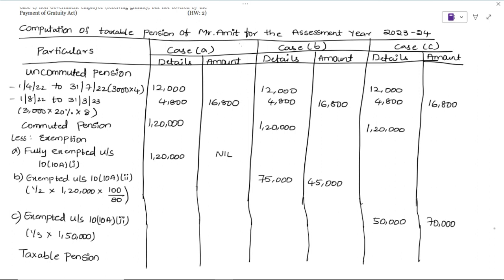Taxable pension 16,800. And in case B, 45,000 commuted is taxable and monthly 16,800. When you do the total, 51,800 I feel it should come. Bhai, how 51? 45,000 plus 16,800, so it is not 51 but 61,800. I was wrong just now. So how much? 61,800.